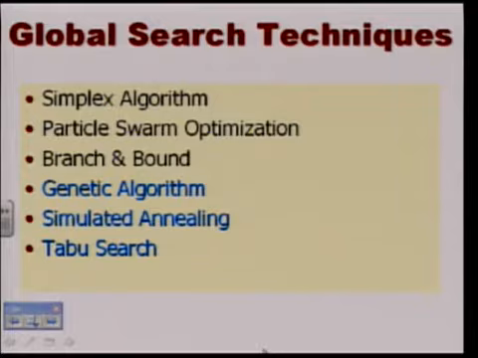In your mind, what kind of algorithm is considered a global search algorithm? Yes? A brute force algorithm. Can you elaborate a little bit? Meaning you try all possibilities possible. You test all of the feasible sets. Well, what if the decision variable is continuous? Then you cannot enumerate all the feasible solutions.